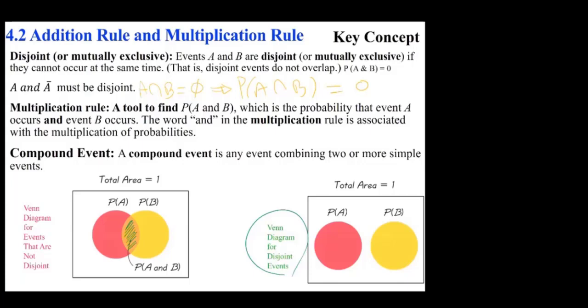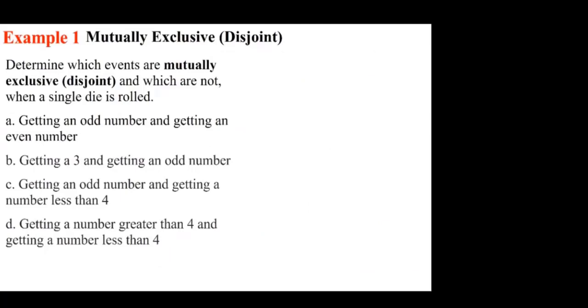Multiplication rule says if we want to find probability of A and B, and by the way, another way of saying this intersection is to write it in this manner. Probability of A and B, or probability of A intersection B, which is the probability that event A occurs and event B, both of them. The word "and" in multiplication rule is associated with the multiplication of probabilities. And we will discuss that further later on. Compound event is any event combining 2 or more simple events. We have some definitions to work with. Let's look at an example.